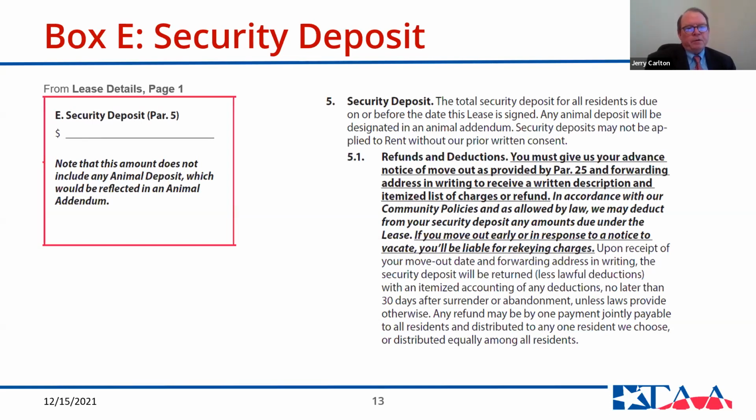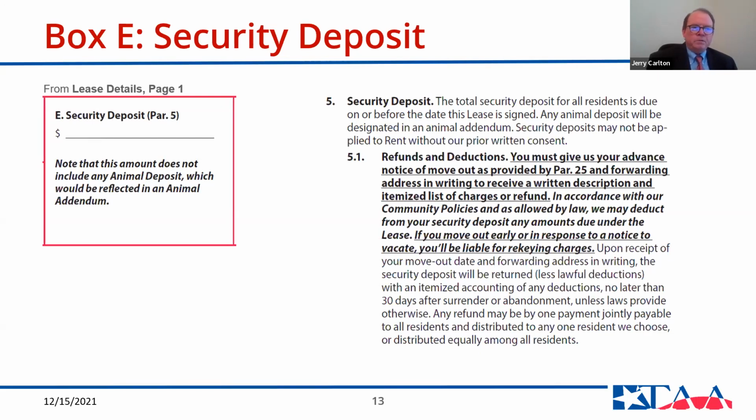And one thing that's very clear at this point in this lease form is that the amount you put in the security deposit blank, in box E, does not include the animal deposit. So be sure that when you're completing this form, if you have been doing that in the past, to separate out your deposit for the main security deposit and what gets defined as the animal deposit. And it does reflect that you will set forth what the animal deposit will be in the animal addendum.